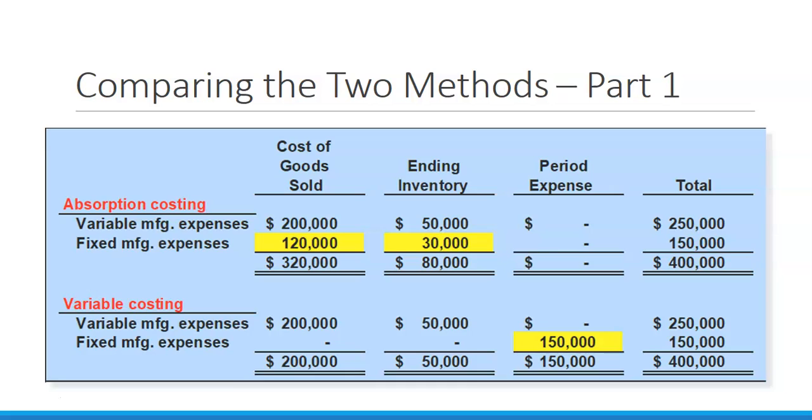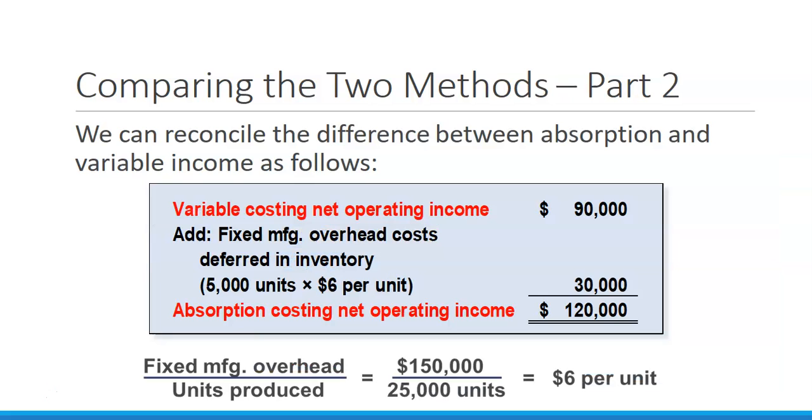So under absorption costing, if a manager is trying to boost income every period, they can simply do that by overproducing inventory. That is not a practice we want our managers to have. And so if we evaluate them based on variable costing, they won't use that inventory boost to boost their net income.